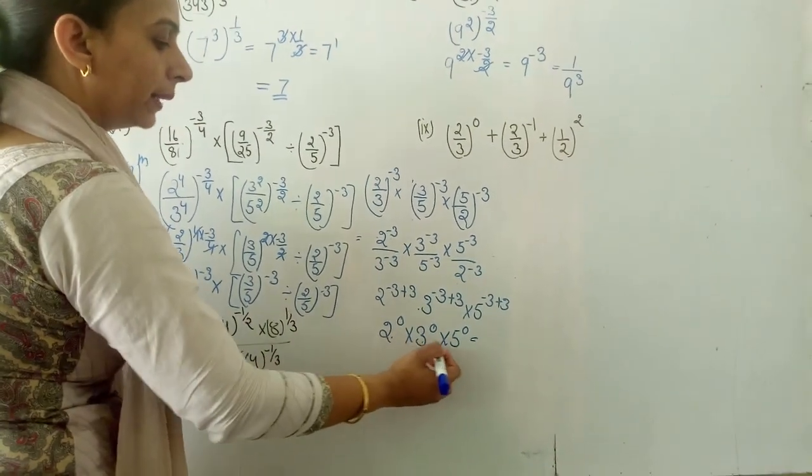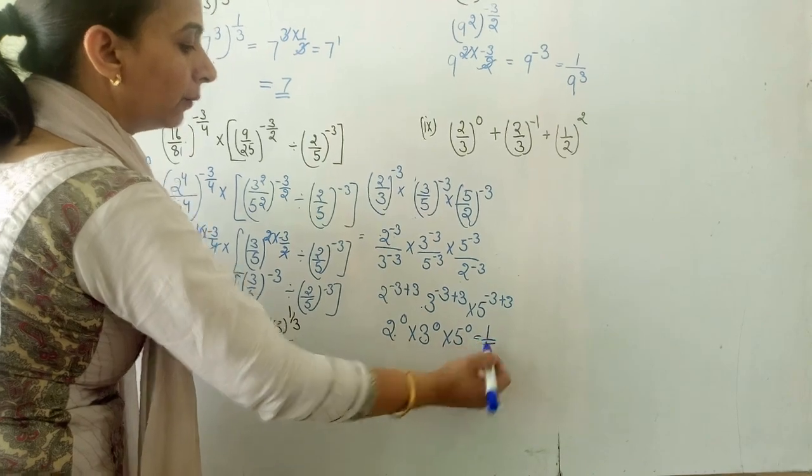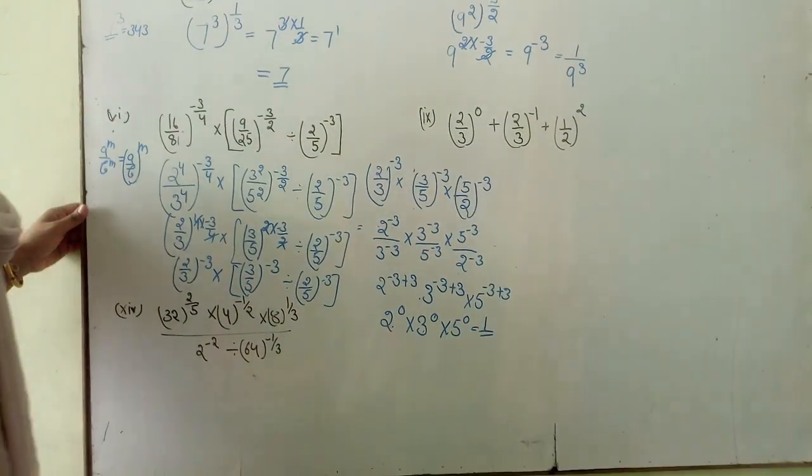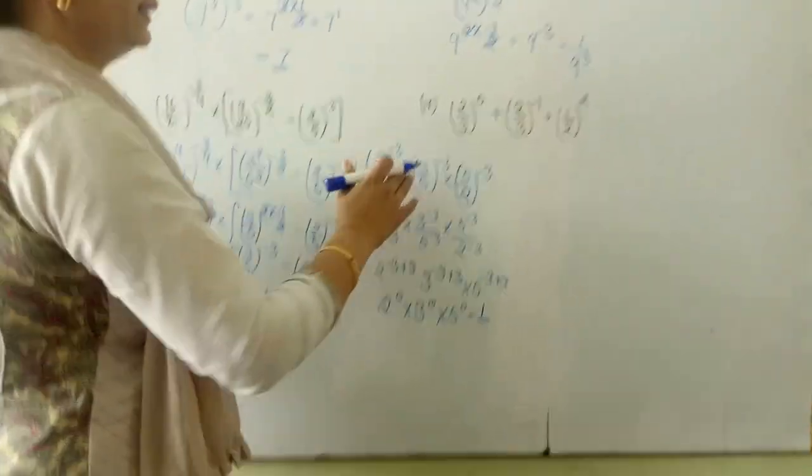1 multiplied by 1 equals 1. Then the value of this is equal to 1. Clear? Again, part number 9.